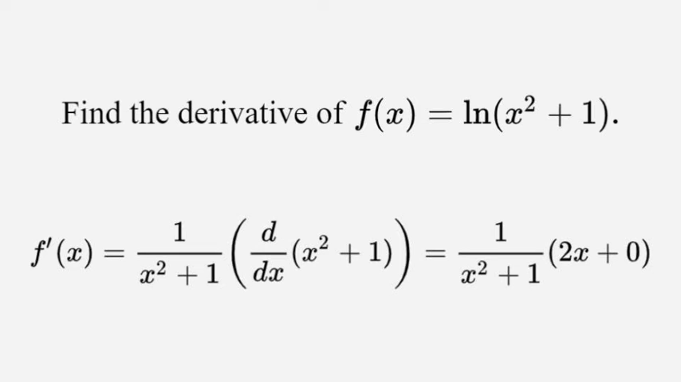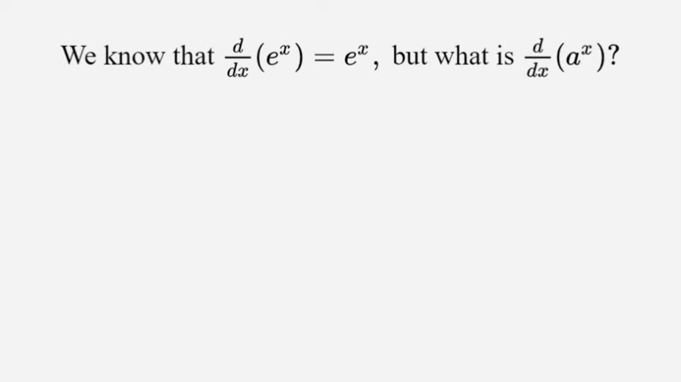And then we need to multiply by the derivative of the inside, which is the derivative of x squared plus 1. Using the power rule and the constant rule, the derivative of that is 2x plus 0, or just 2x. Next, we're going to talk about exponential functions.